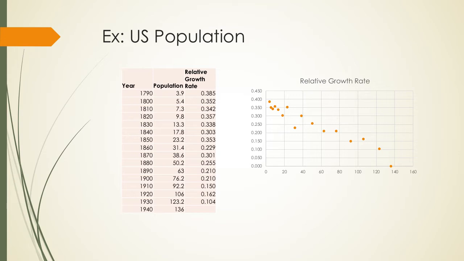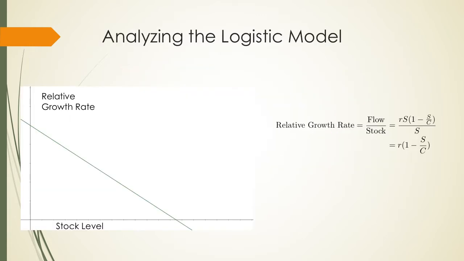The plot shows the relative growth rate on the vertical axis and the total population on the horizontal axis. Notice that the relative growth rate is decreasing over time, following a roughly linear path. This indicates that the data roughly follows a logistic model. One of the powerful things about this perspective is that we can use it to estimate the rate constant and the carrying capacity for a data set.